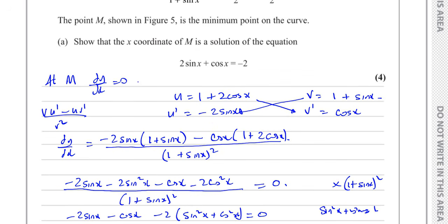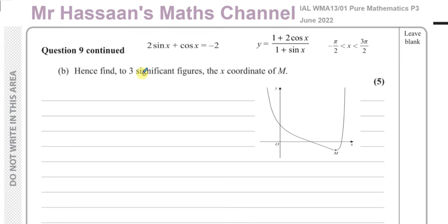Supposing you couldn't do part A, don't just give up and not look at the rest of the question. Part B says, hence find to three significant figures the x-coordinate of m. So basically they gave us the equation that we have to solve to find the x-coordinate of m. When we solve this equation, that will give us the x-coordinate of m. So if you know how to solve this equation, you can get those 5 marks without losing any of them.